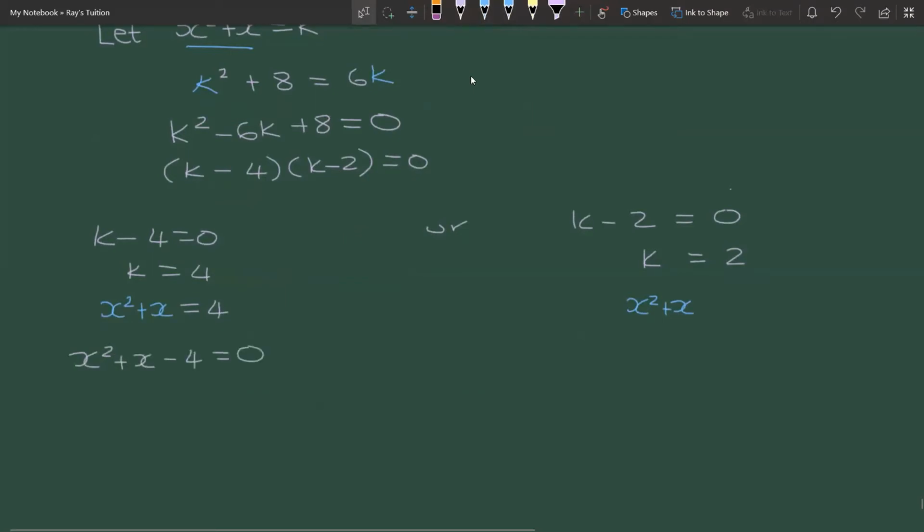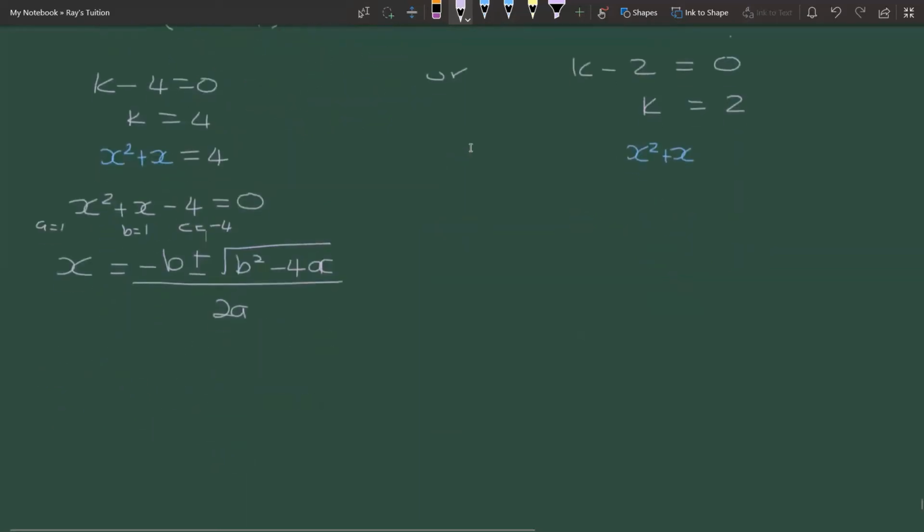This is a quadratic equation again. The factors of 4 are 1 and 4, and 2 and 2, so we can't use the factors, so we can use the quadratic formula. If you have forgotten or are unfamiliar with the quadratic formula, please watch one of our previous videos where we go through the quadratic formula. So a is the coefficient of x squared, so it's 1. b is the coefficient of x, so it's 1. And c is our constant term, so it's minus 4.